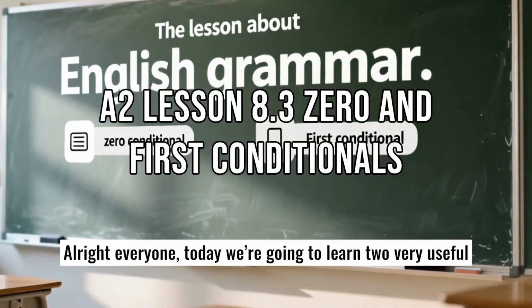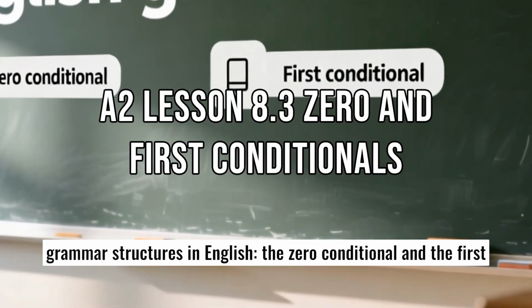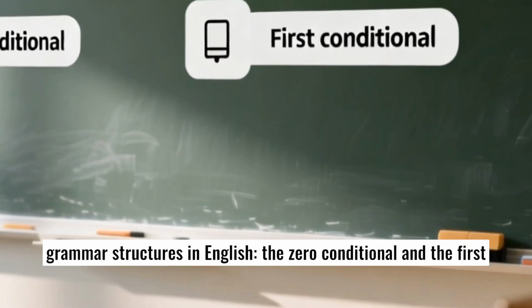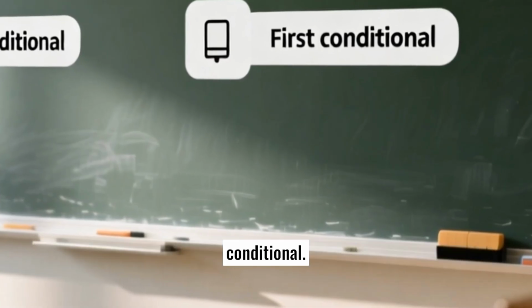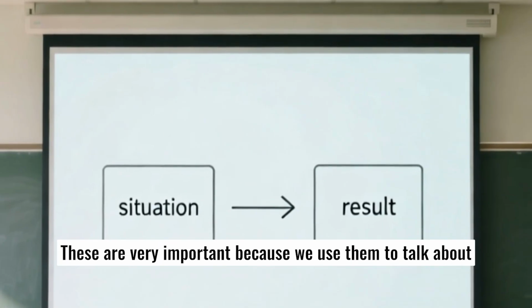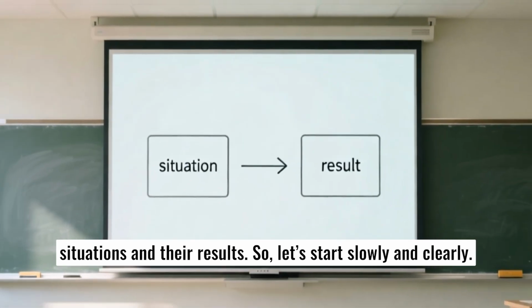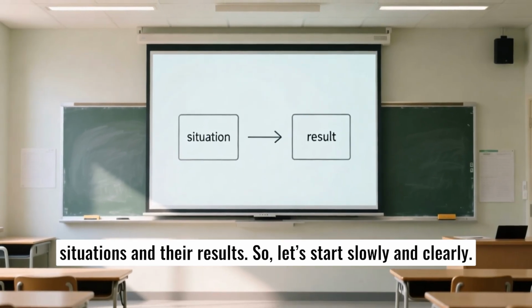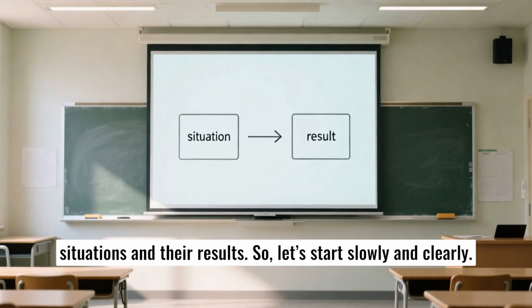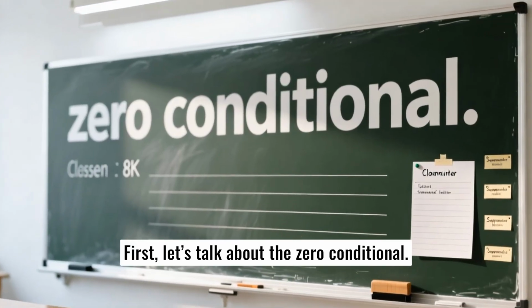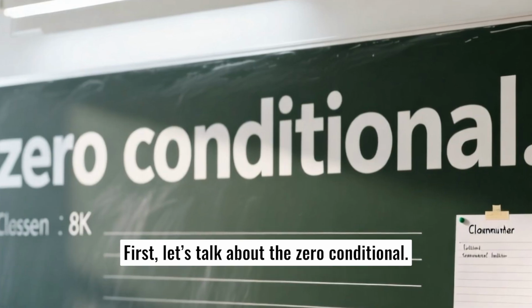All right, everyone, today we're going to learn two very useful grammar structures in English, the zero conditional and the first conditional. These are very important because we use them to talk about situations and their results. So let's start slowly and clearly. First, let's talk about the zero conditional.